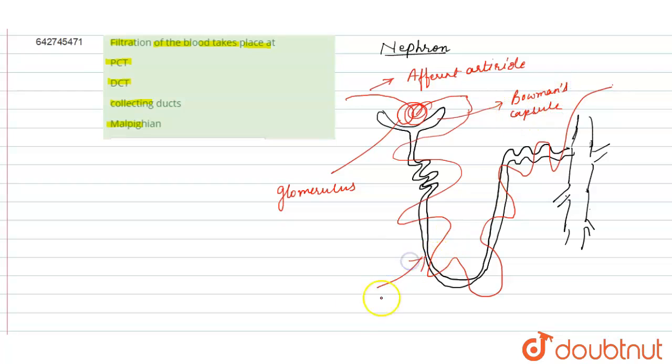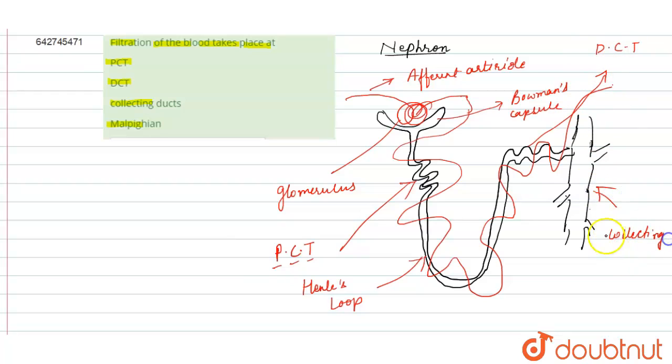This U-shaped structure here, which is like a loop, is known as Henle's loop. This structure here is known as the PCT, which is the proximal convoluted tubule, and this structure here is known as the distal convoluted tubule, and this structure here is known as the collecting duct.